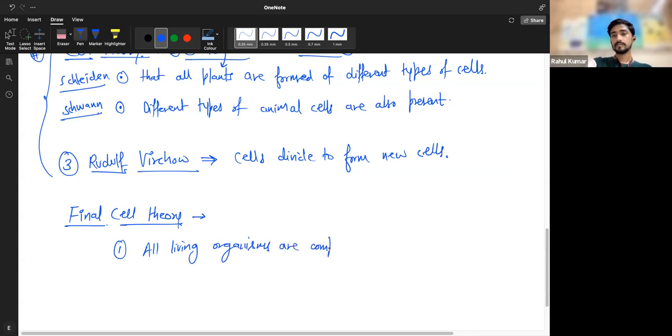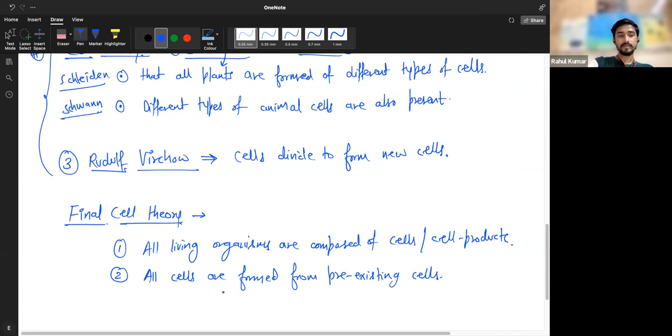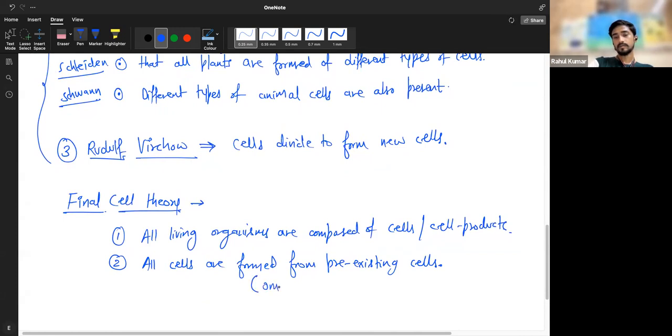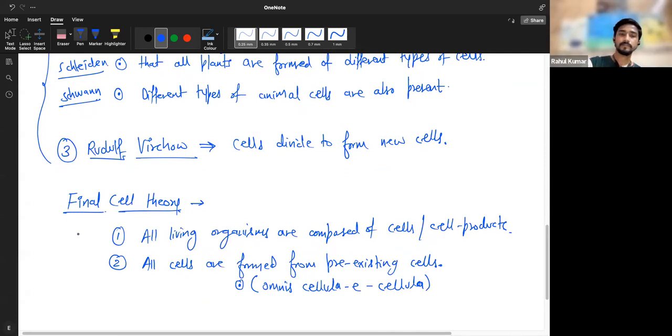All living organisms are composed of cells and products of cells or cell products. Okay. And then the second part was given by Rudolf Virchow, which means all cells are formed from pre-existing cells. Right? And this part is known as, the way he called it, omnis cellula e cellula. Cell comes from cells. You understand the meaning of it? Yes. So this is the complete cell theory, which consists of 2 points.